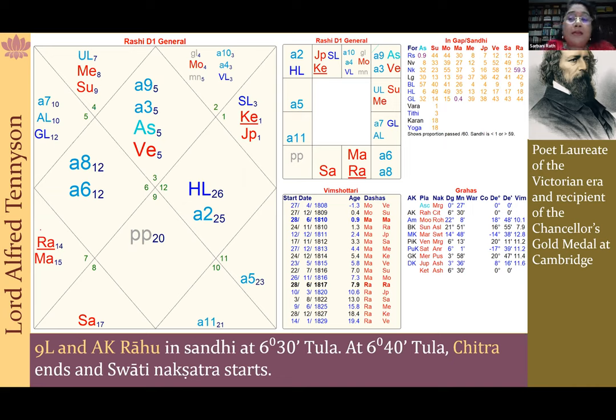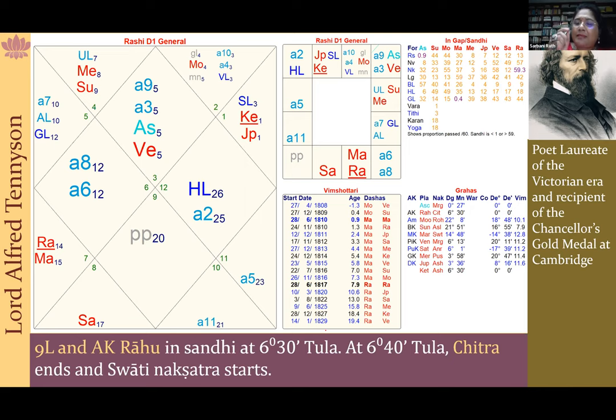Now, where is the Nakṣatra Sandhi coming in, you may wonder. So at 6 degrees, 40 minutes Tula, Chitra Nakṣatra is actually ending and Swati Nakṣatra is starting. All right, so at 6:40 Chitra is ending and his Rahu is at 6:30. So just by 10 minutes, are you seeing how it is at Sandhi?